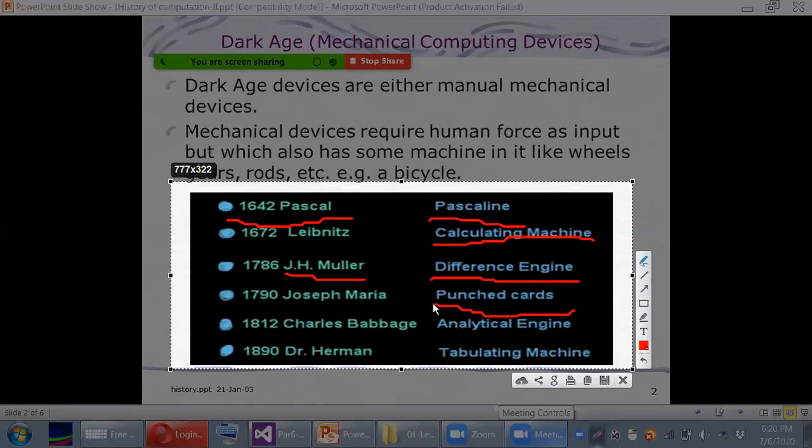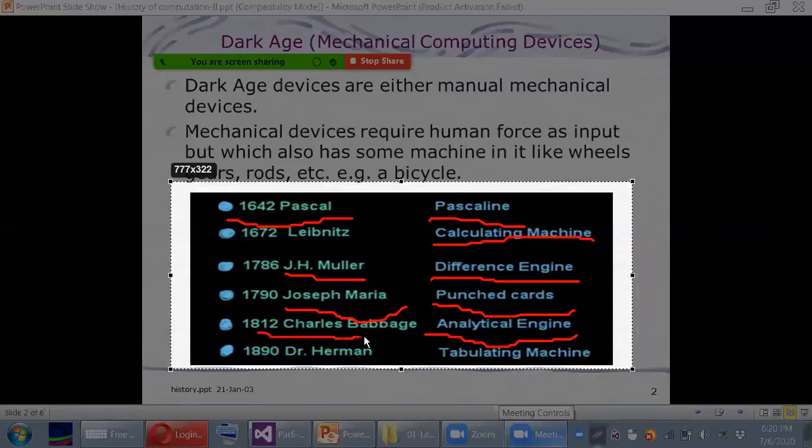and it is followed by one of the most important computing devices, the punch card machine, and it gave the idea of how we can give input to the computer. It was invented by Joseph Maria in 1790. Then the most important computing device in the history of computer is the analytical engine, on which our modern computer is based. It was invented by Charles Babbage in 1812.